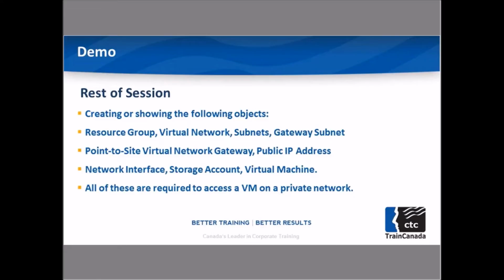And then just to make it a little bit more interesting, I'm going to create a gateway. So I'm going to create a gateway subnet first, and then I'm going to create a point-to-site virtual network gateway. And it will have a public IP address. So then you're going to actually access the virtual machine through a gateway. We're going to create a little gateway, and it's going to install a little VPN client for you.